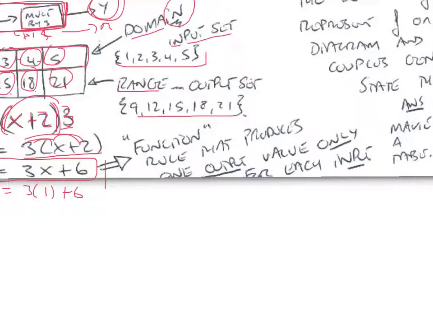And just to note that for us to call this machine or rule a function, it must produce only one output value for each input. So whatever the input is, it can only produce one output value per input.